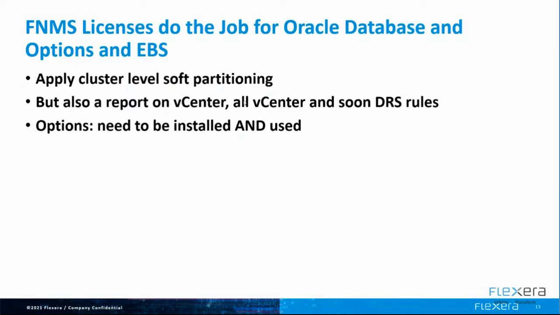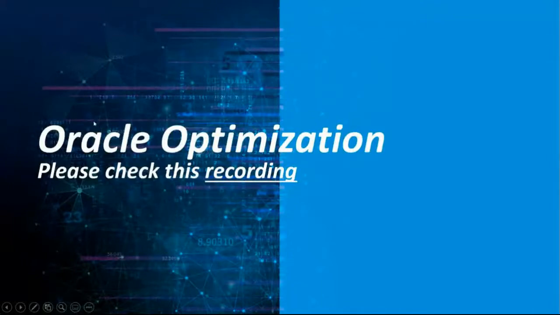the DRS rules. So this is a requirement from a customer. They've agreed that, depending on affinity rules, the host that cannot be reached by any installed VM will not need to be licensed. So this is a little bit less expensive than the cluster level partitioning. And that's a rule that we implement out of the box early next year. And the options, as I said 1 or 2 times, they need to be installed and used, and the license does the job. Next topic is optimization.